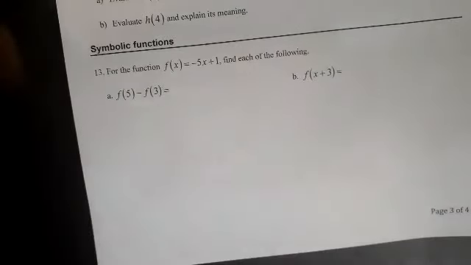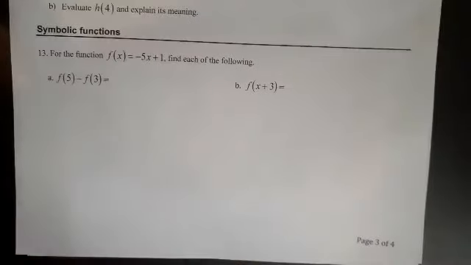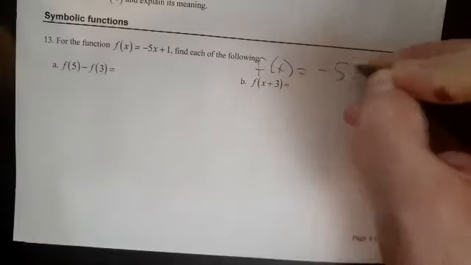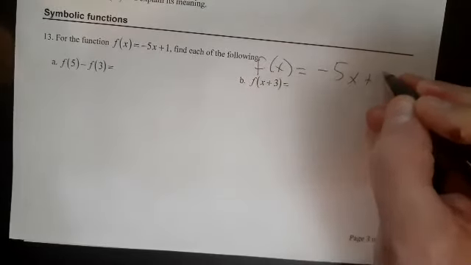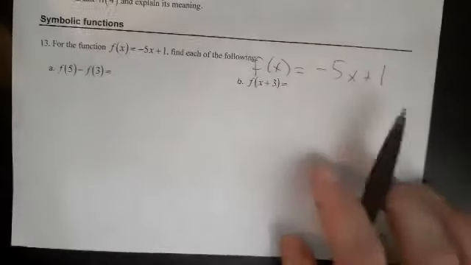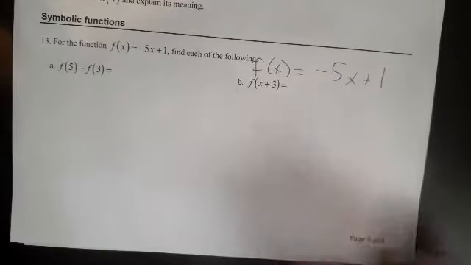Okay, so that is 13A. 13B, we're going to do f of x plus 3. So my f of x is minus 5x plus 1. Okay. So if I want to take this function, I want to plug in x plus 3 everywhere there is an x. So what does that look like?